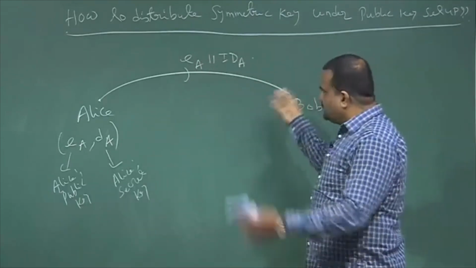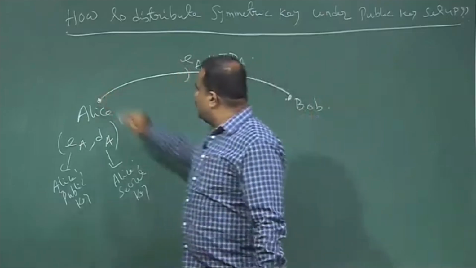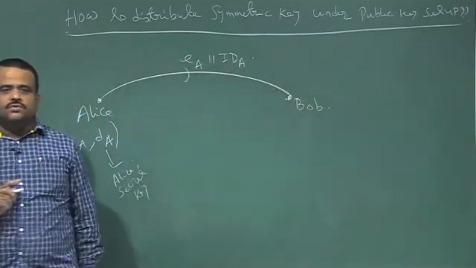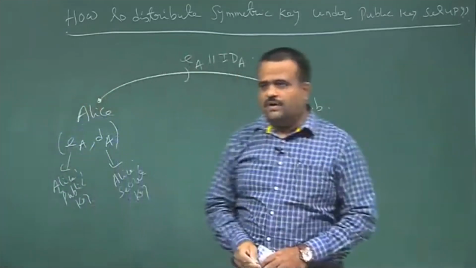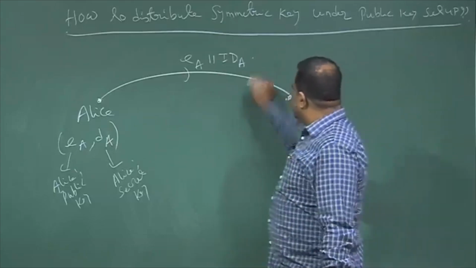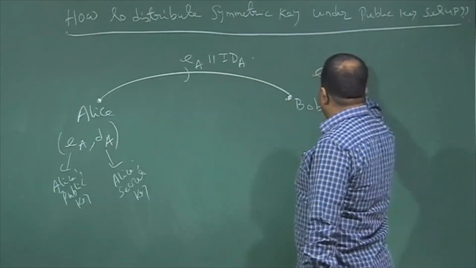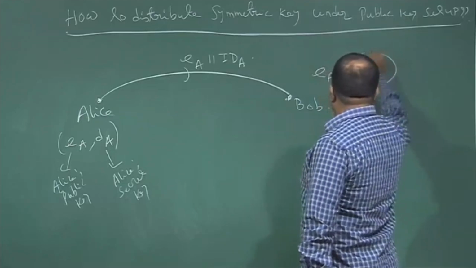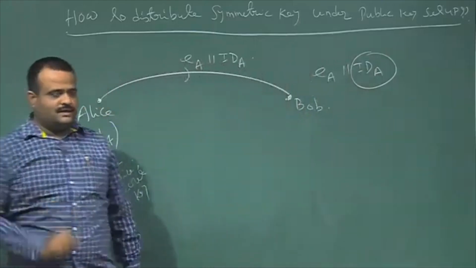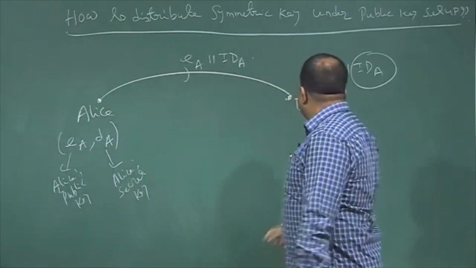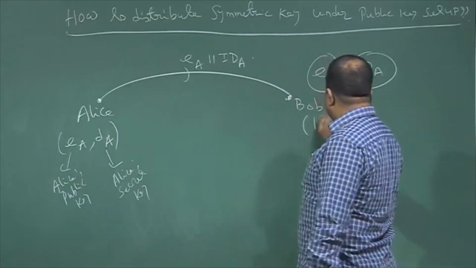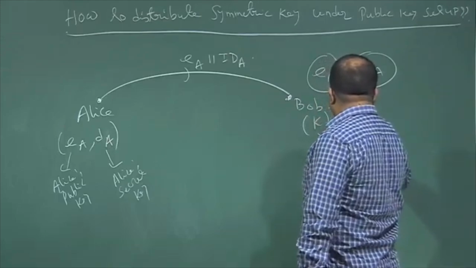Because they want to agree on a symmetric key K, so that they can use symmetric key encryption for their further communication. Now Bob receives this, E of A and the ID of Alice. So, Bob will check the ID of Alice and be happy to see that yes, it is Alice's ID. Then Bob will take this public key of Alice. Now, Bob will choose a symmetric key. This is the symmetric key.